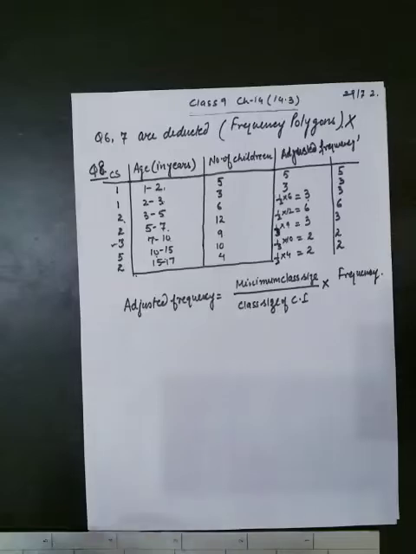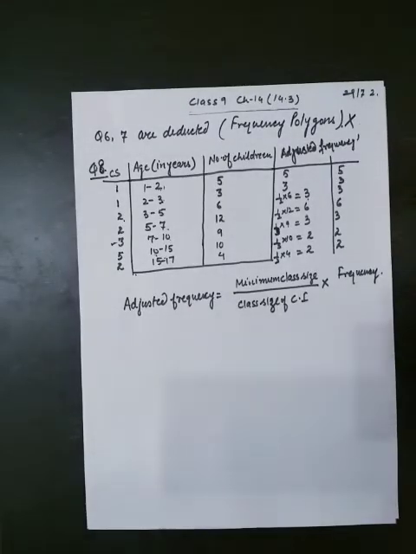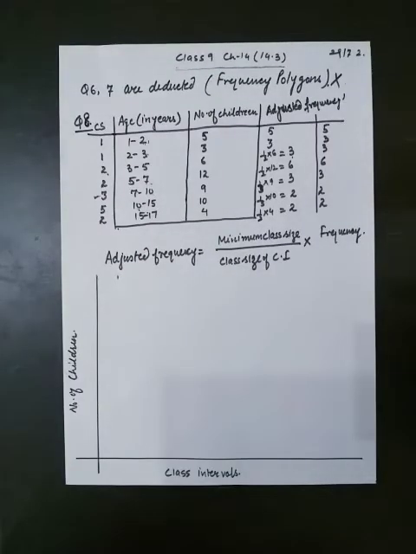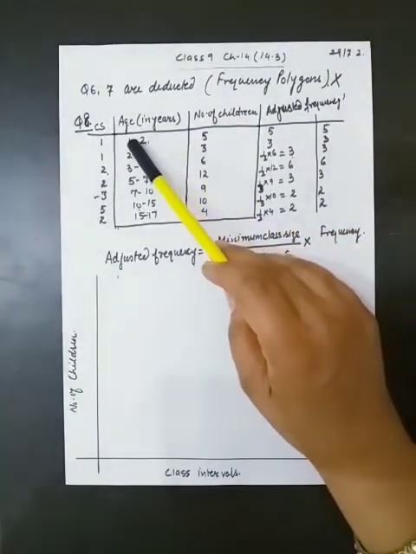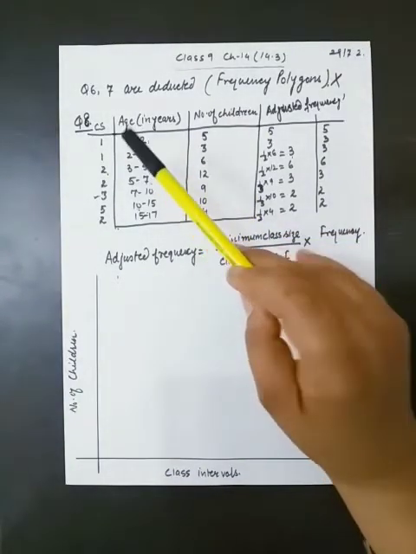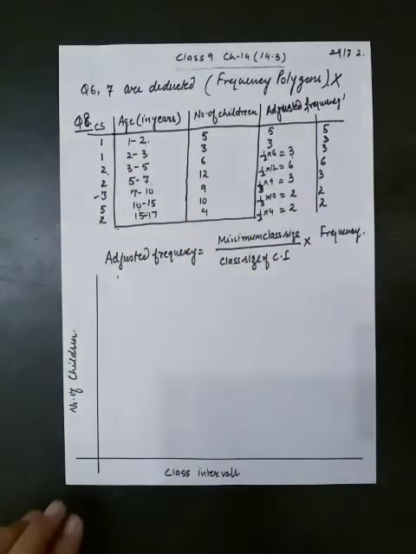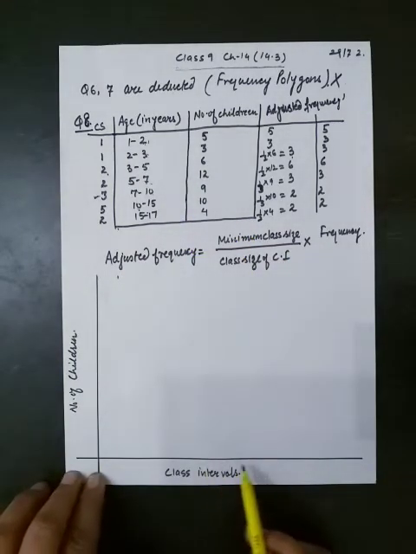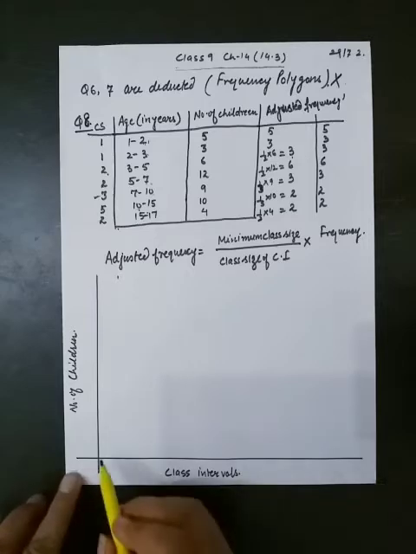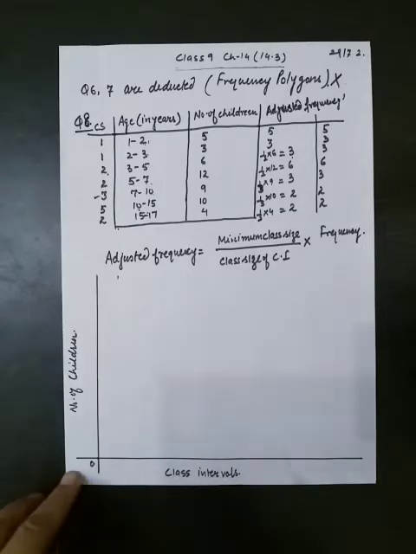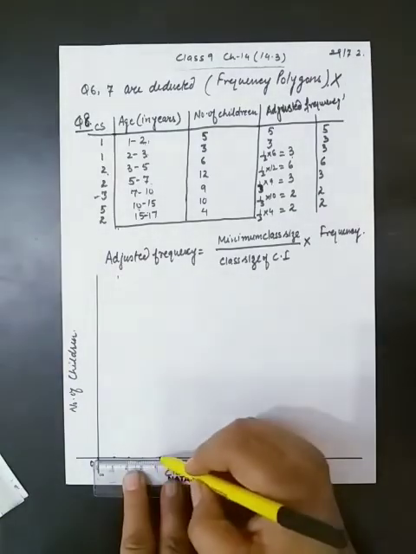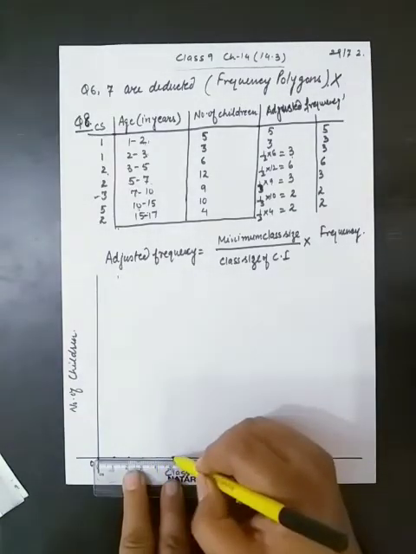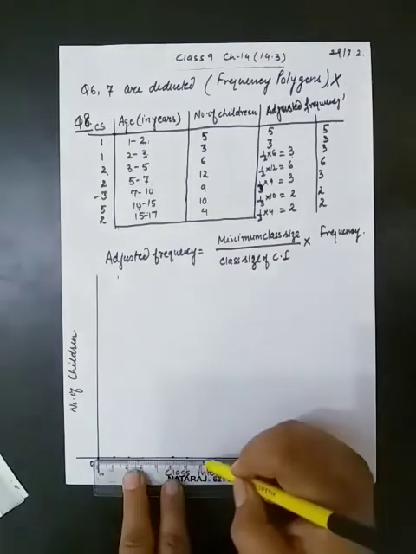So again we have to draw two perpendicular lines. See here, for class intervals, the intervals are starting from 1 up to 17. So it means यहाँ पर you have to put 17 dots at equal gap to cover all these intervals. Like this, 1 centimeter I am taking equal to 1 year.